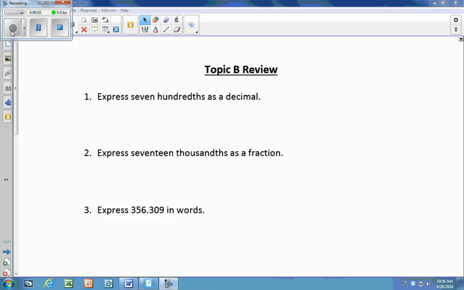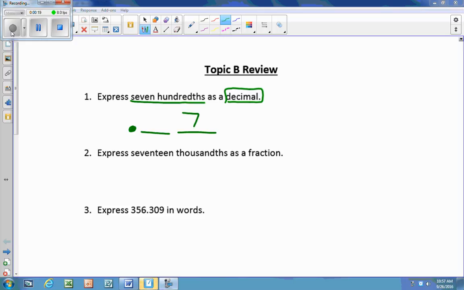This is Module 1, Topic B review. I'm going to start with the direction that says express 7/100ths as a decimal. It's important that I read that direction so I know if I have a decimal, here's my tenths, here is my hundredths. So I fill in my 7/100ths. And what can I always use as a placeholder? I can always use as a placeholder the digit 0.